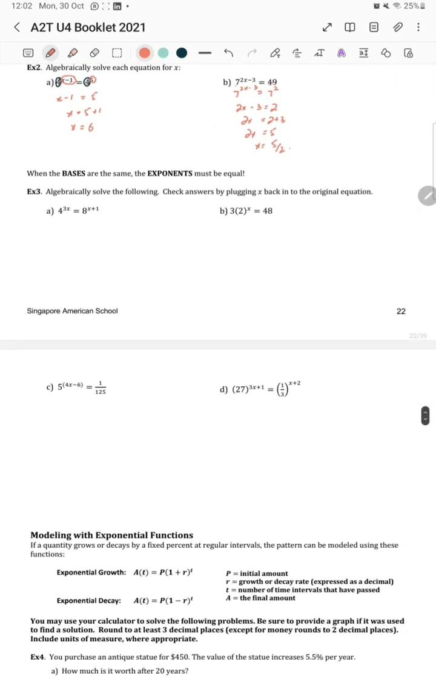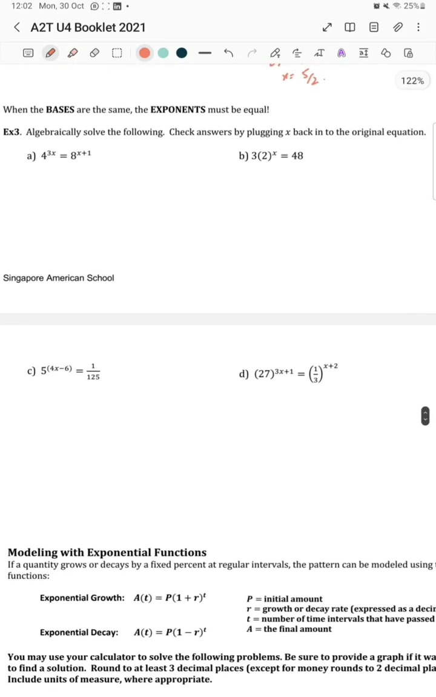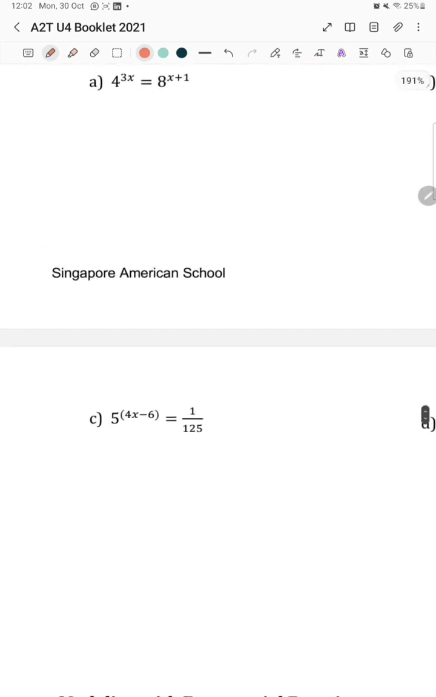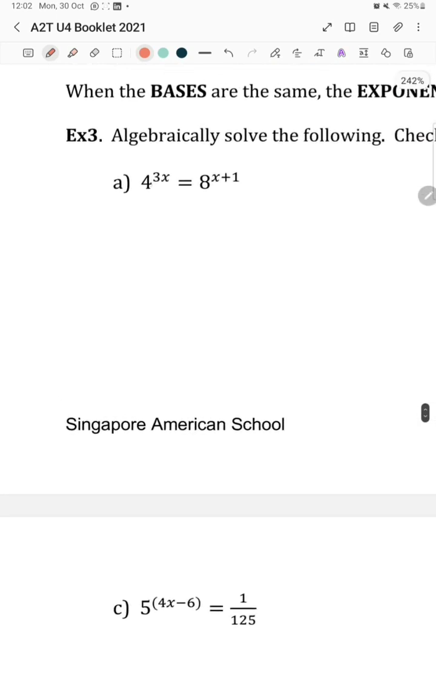Okay. Algebraically solve the following. Okay, now the rule is we need to make the bases the same. So it's 4 and it's 8.